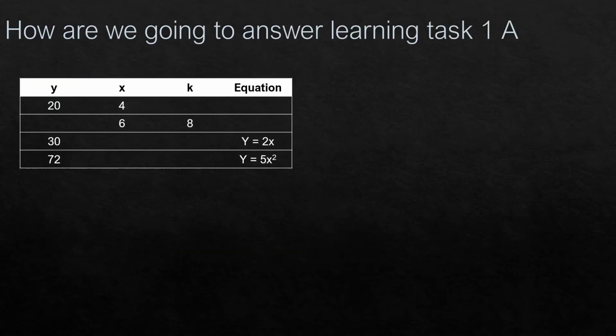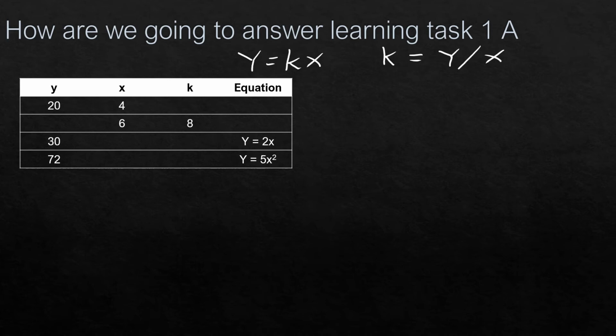Punta naman po tayo sa how are we going to answer the learning task 1A. If you're going to look at the module, learning task 1A, we have here the values of your y, x, and k, and equation. You're going to answer this by line. Yung 1A po natin ay direct variation. So y is equal to k times x. Para makuha ang constant, pag direct, that is y divided by x.